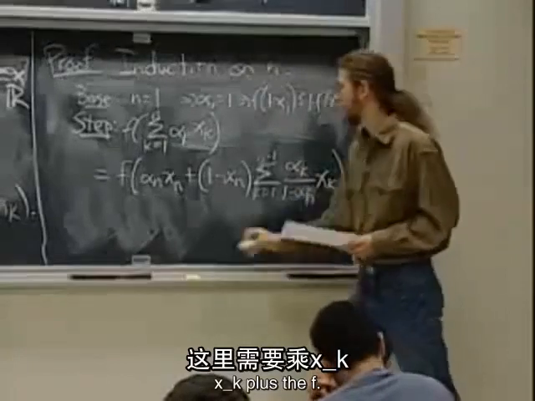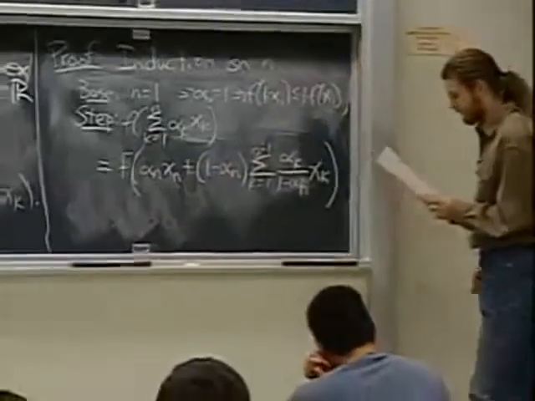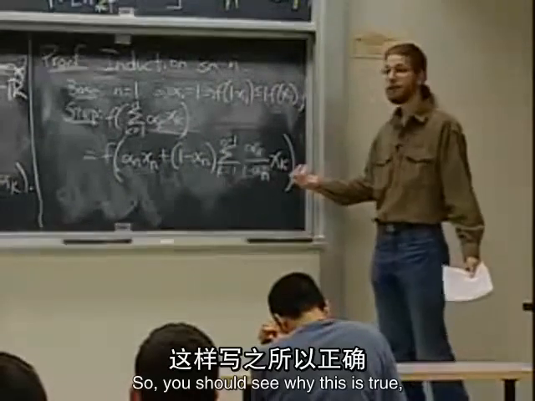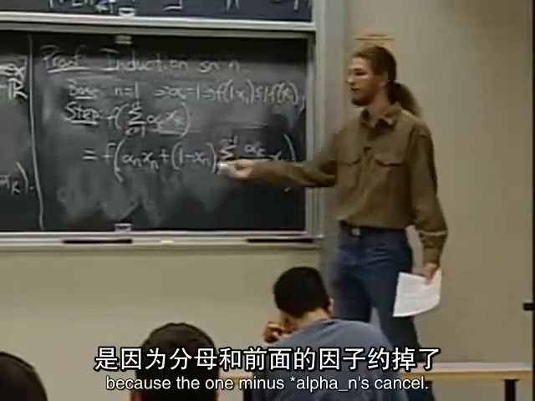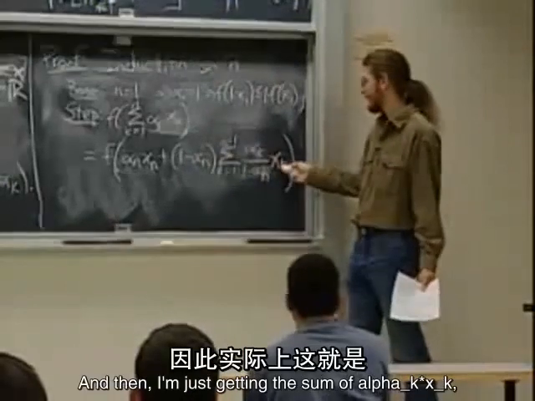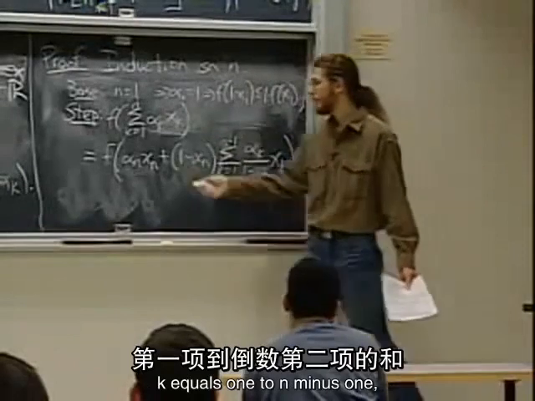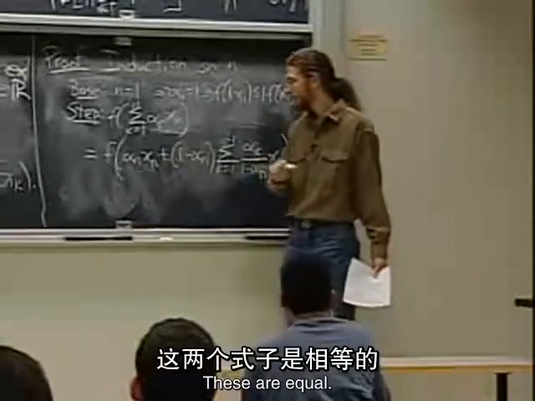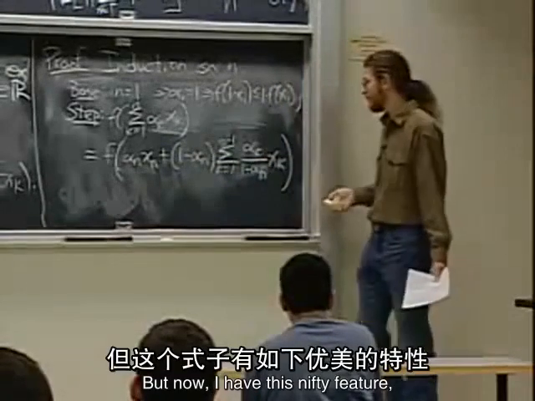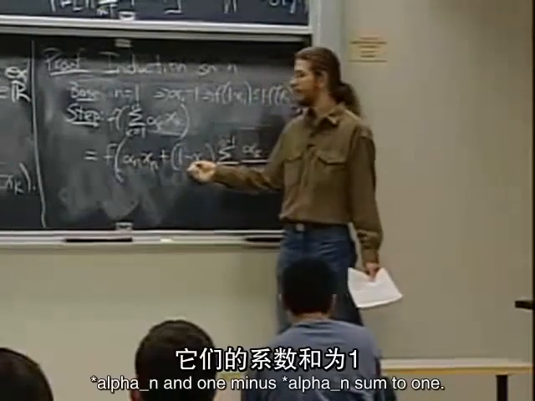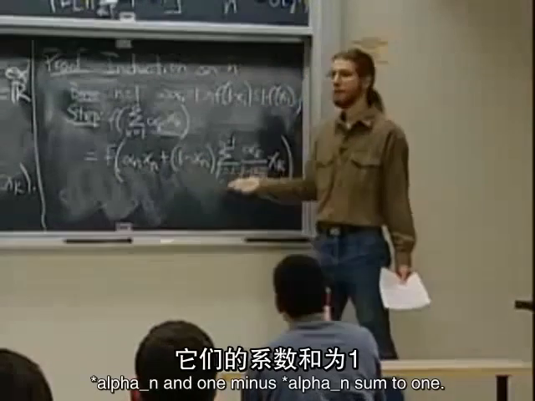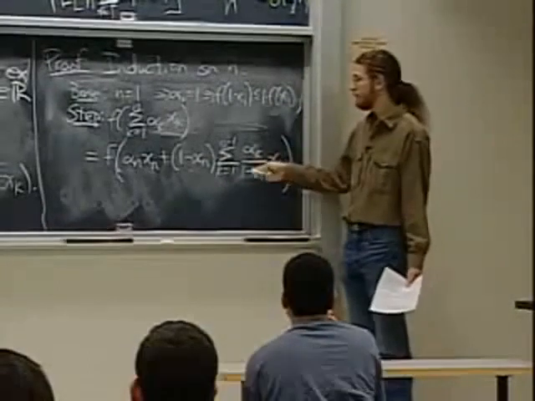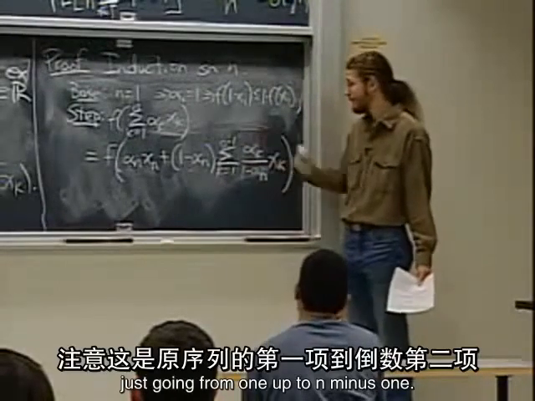So you should see why this is true, because the 1 minus alpha n's cancel. And then I'm just getting the sum of alpha k xk, k equals 1 to n minus 1, plus the alpha n xn term. So I haven't done anything here. These are equal. But now I have this nifty feature that on the one hand, these two numbers, alpha n and 1 minus alpha n, sum to 1. And on the other hand, if I did it right, these numbers, just going from 1 up to n minus 1, should sum up to 1.